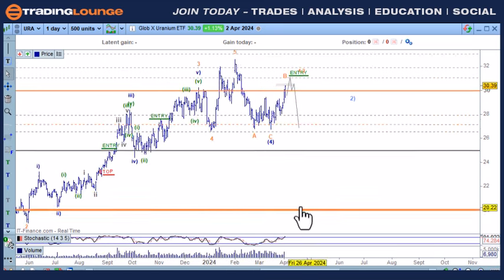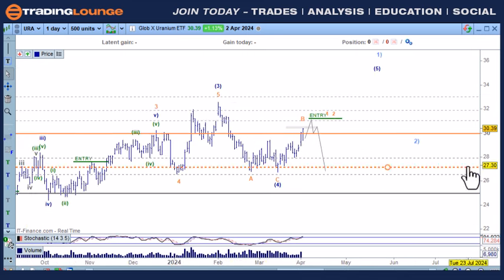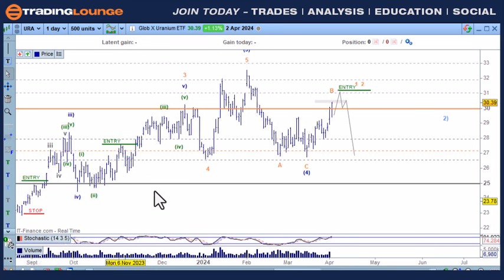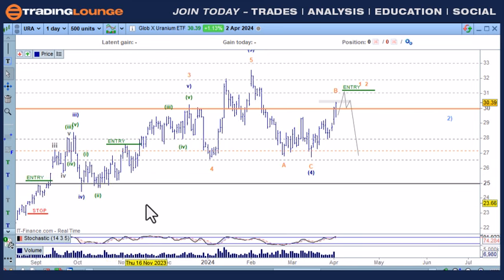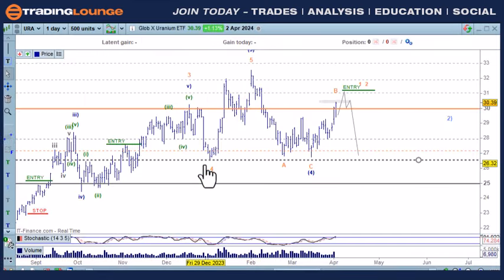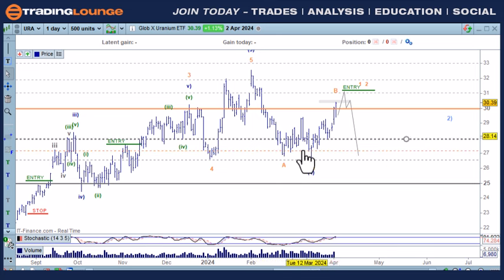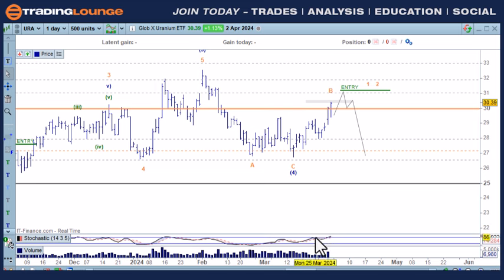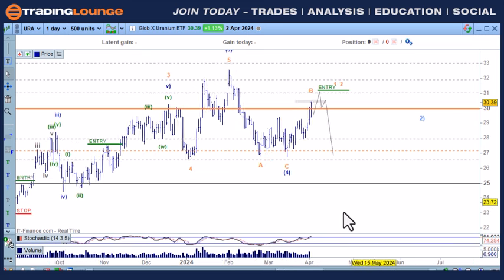And yeah, these are not in the portfolio actually. The new website wasn't done at that point. But we wanted to hold through all of this, because at this level here we were looking for the normal classic trading levels pattern: the arrival, the reaction, the first high above the level, and the ABC pattern. And basically that's what we've got. We've got the arrival, the reaction, the first high above the level, and some sort of ABC pattern. So maybe we should be long in here, but it just wasn't doing it for me at that point.